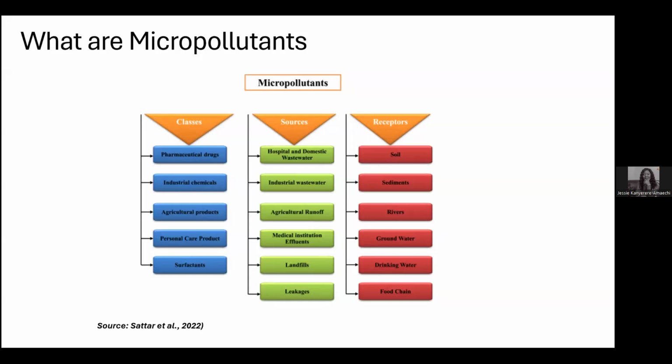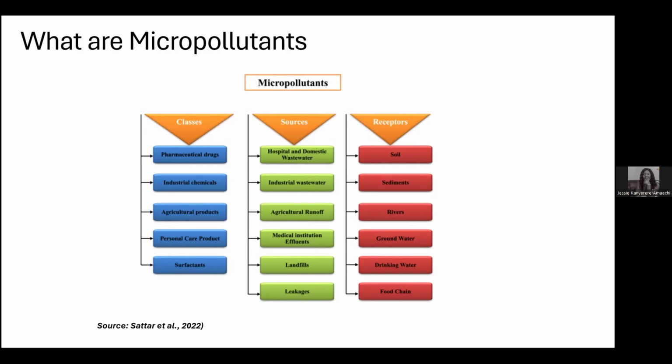So micropollutants are substances that are released into the environment in a small concentration as byproducts of various human activities. They are invisible and they are found in low levels in water, air, sediments, as well as aquatic organisms. Examples of micropollutants include pharmaceuticals, pesticides, industrial chemicals, and personal care products. And these are from different sources. We talk of hospitals, domestic wastewaters, landfills, as well as agricultural runoff.